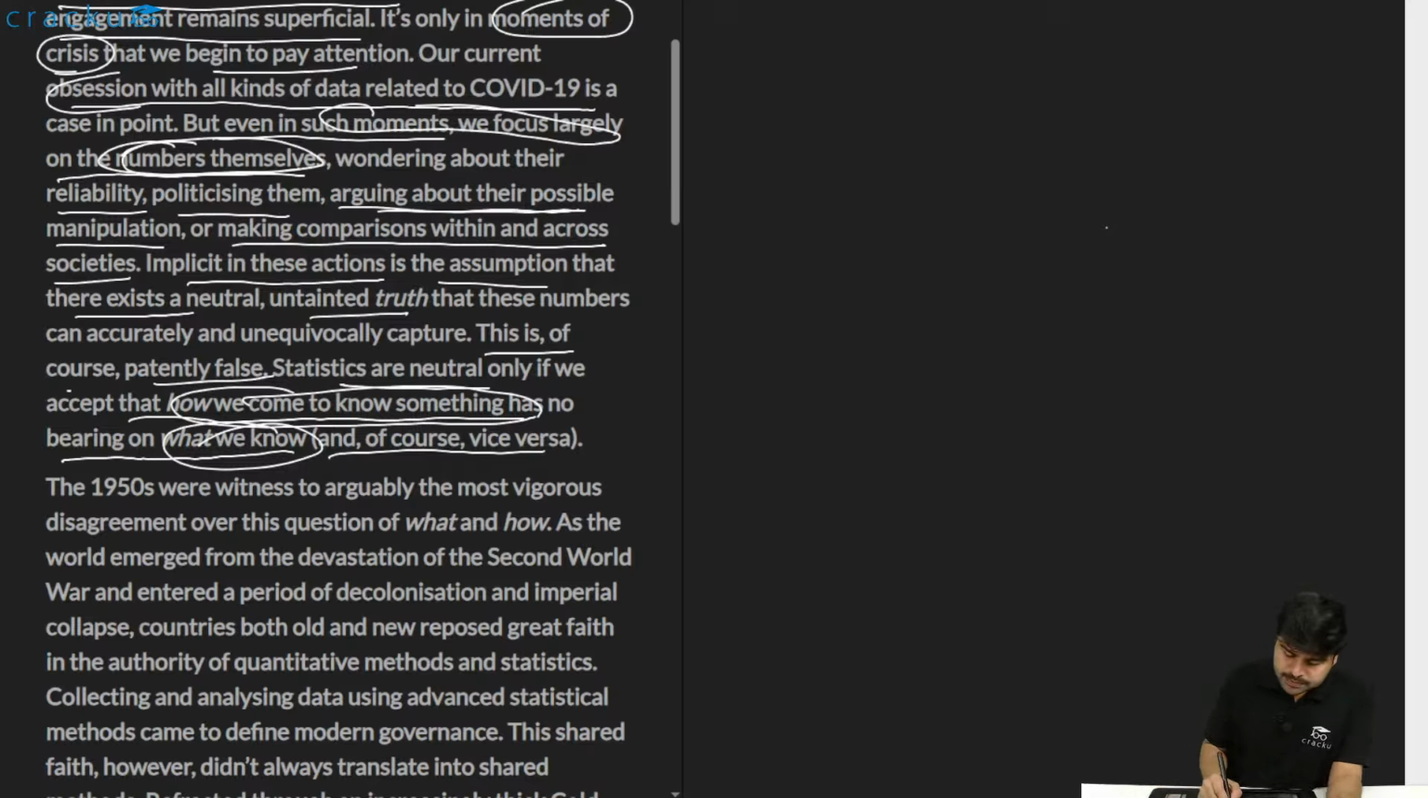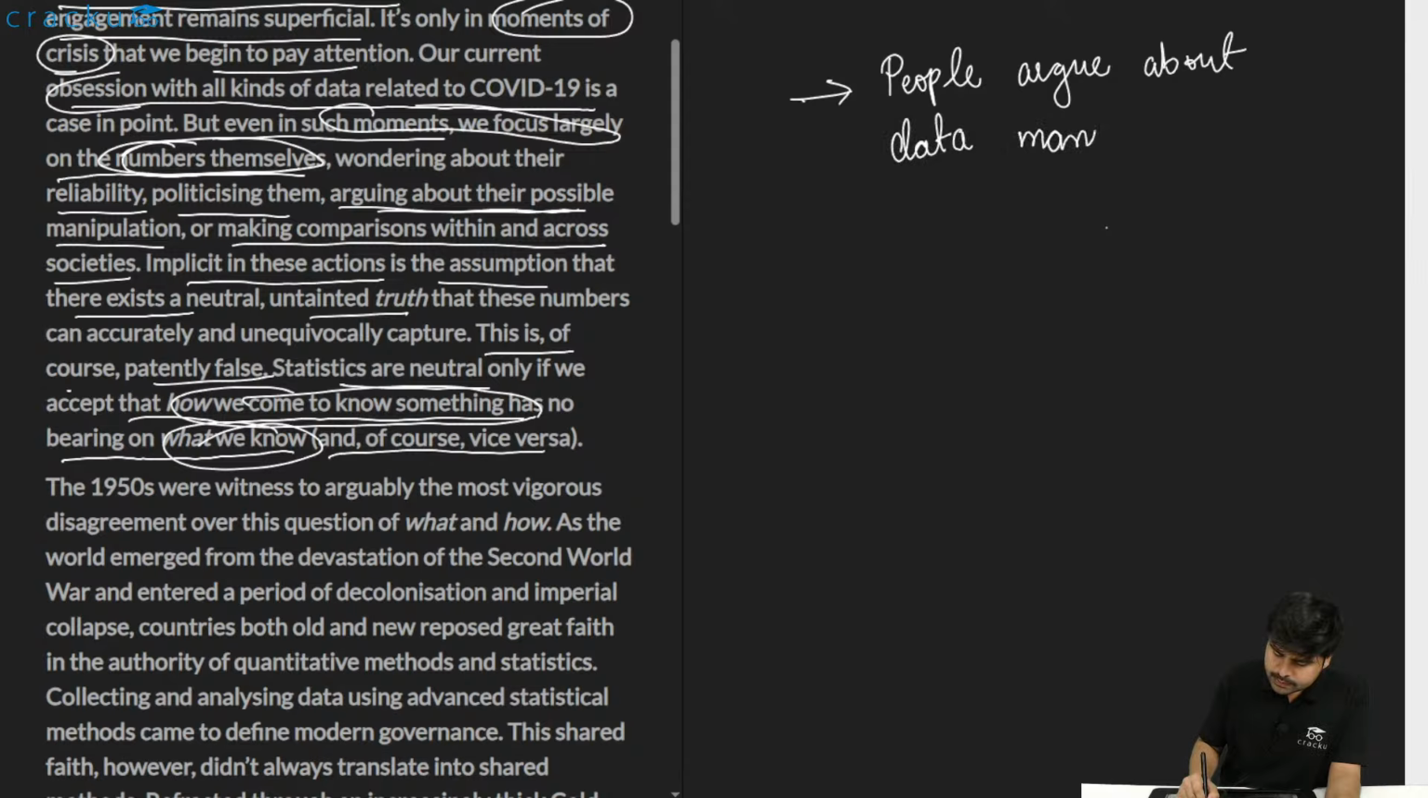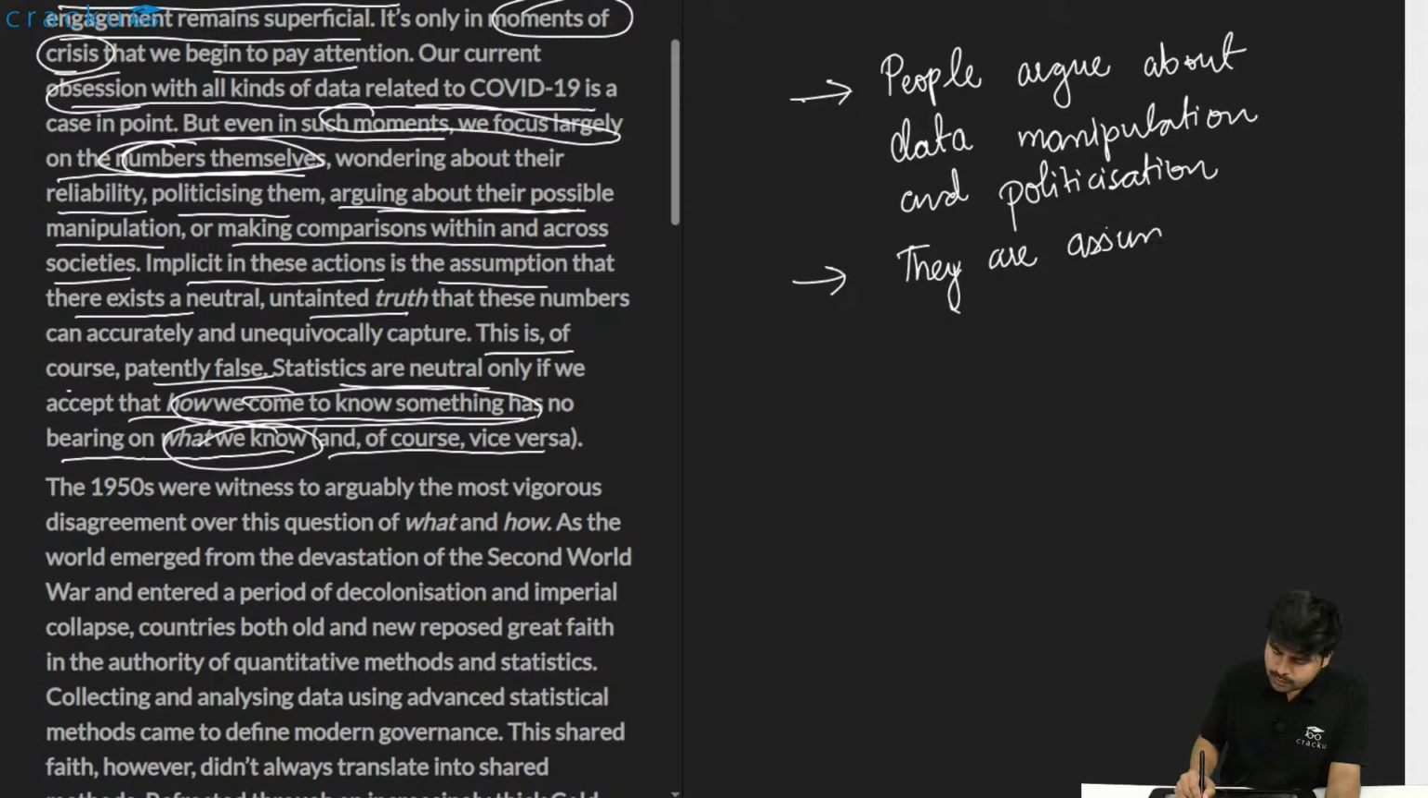So the author says that people who argue about data manipulation and politicization are assuming that data is objective.